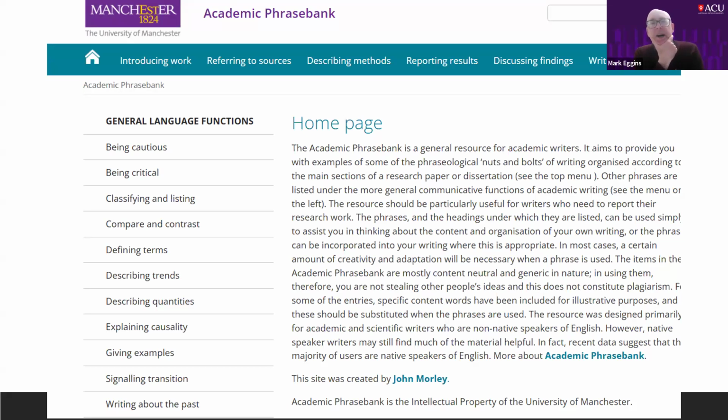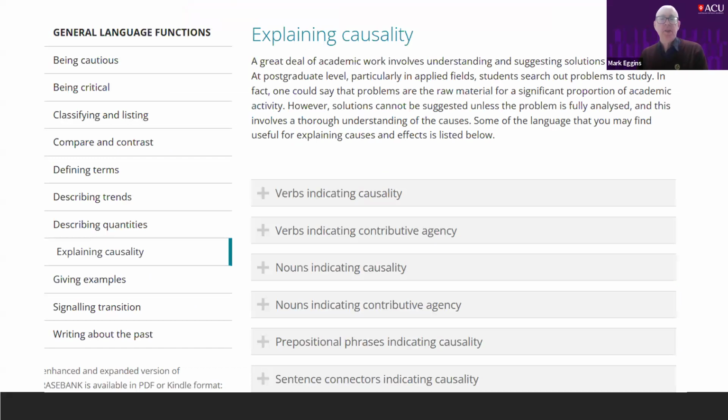However, from now on, I'm going to study harder. So that was a cause, effect, consequence, solution. Now, let's go back to the causality here. So let's go for, I think I picked nouns indicating causality.